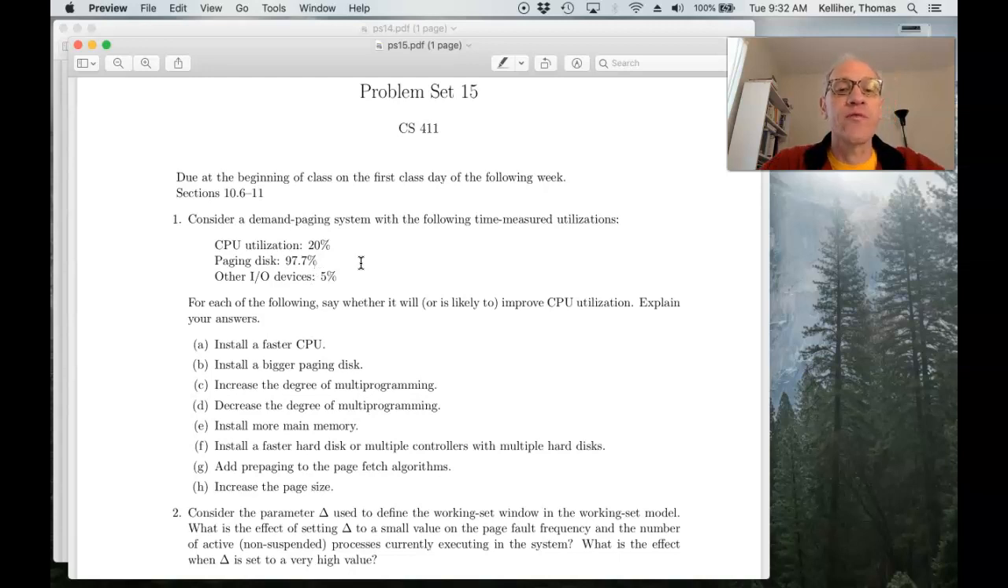This one's kind of straightforward once you realize what's going on. Given this system utilization, the CPU's not being utilized, it has a lot of idle cycles. And the paging disk is heavily utilized. It kind of looks like the system's thrashing to me. So keep that in mind as you consider whether making each of these changes individually improves CPU utilization or makes it worse.